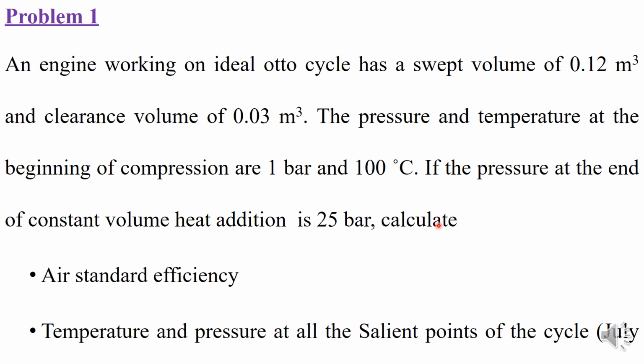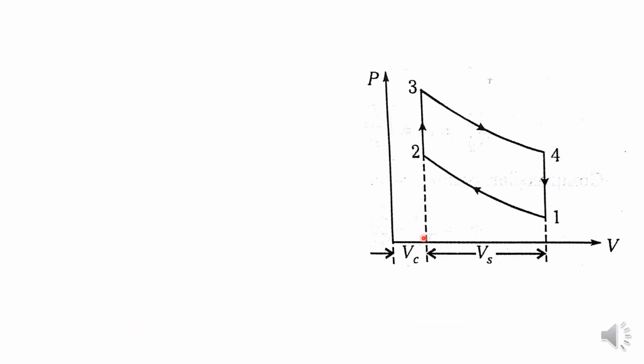Then we need to calculate the air standard efficiency, and the temperature and pressure at all salient points of the cycle. We also have to draw the PV diagram of the Otto cycle. It is also known as the constant volume cycle because heat addition takes place at constant volume, hence it is known as the constant volume cycle.